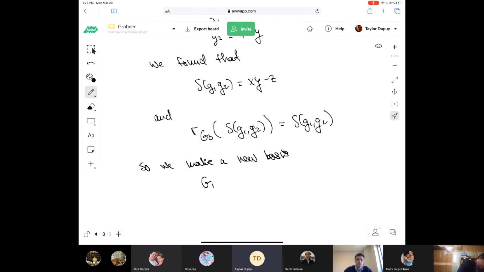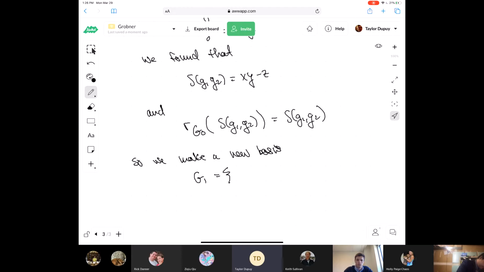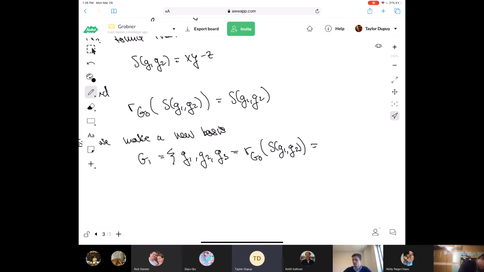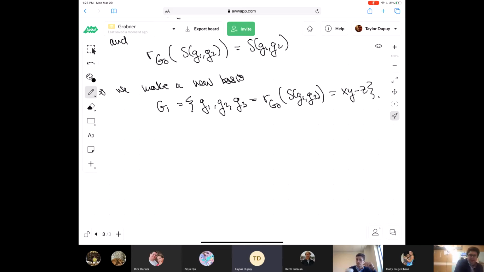And then we call this G1, G2, and G3, where G3 is now the syzygy. Well, let me be pedantic and call this the remainder here, which is equal to xy minus z. Okay, and now we want to check if this is a Gröbner basis.